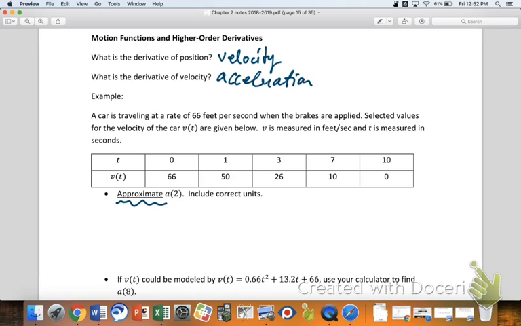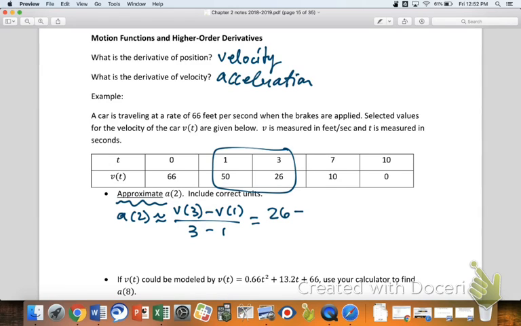Which 2 points would I use? You guys suggested 2 points. 50, 26. Yeah, these 2 points right here. Why would I use those 2 points? It's in between one. Yep, 2's right smack in the middle. So I would say A of 2 is approximately equal to V of 3 minus V of 1 all over 3 minus 1. And what's V of 3? 26. Minus 50 all over 2. So 26 minus 50 is negative 24. Over 2 is negative 12.